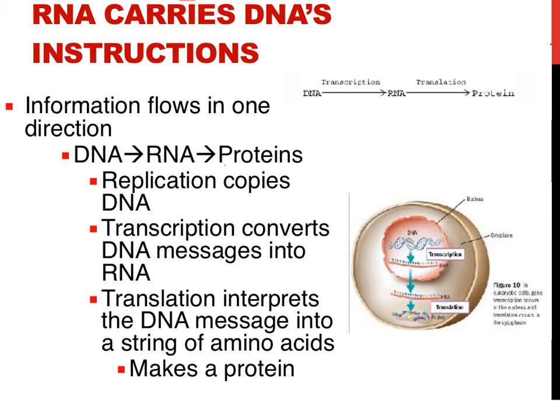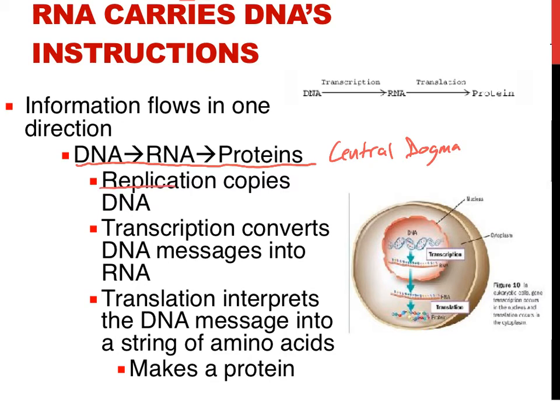RNA carries DNA's instructions. Information flows in one direction, from DNA in the nucleus to RNA, which is made from DNA in the nucleus, to proteins, which are made in the cytoplasm. This idea is called the central dogma. That's the flow of information from DNA to RNA to proteins.